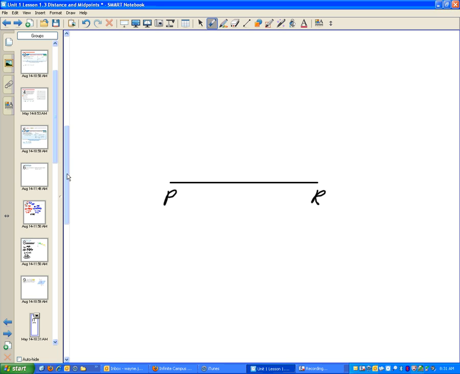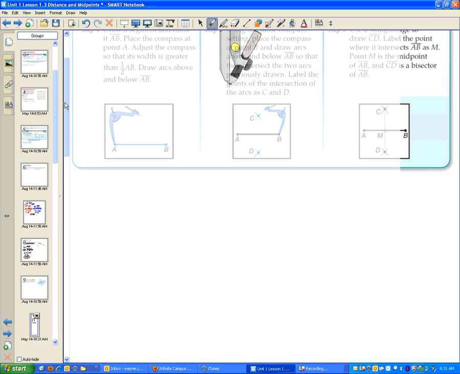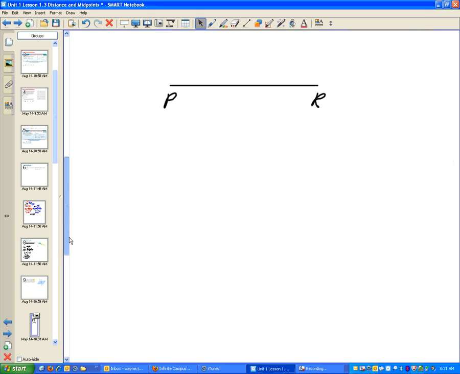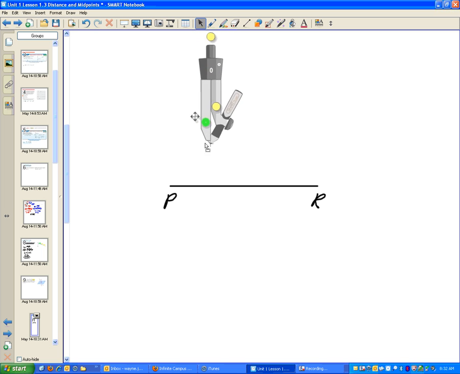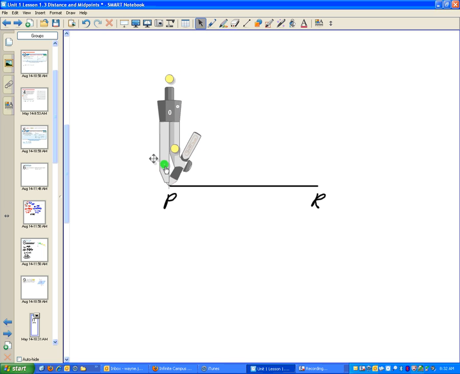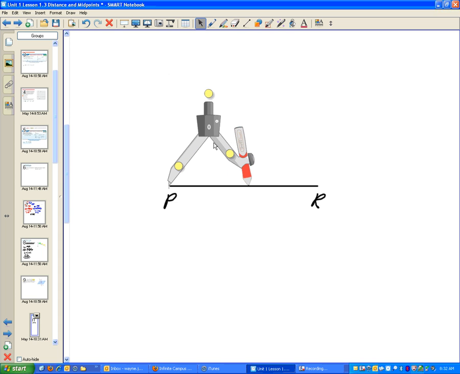Here's what we do. We take our compass, and remember, compasses are measuring instruments. They're not for making circles very often at all. They're measuring instruments. And we're going to put our point at P. And I'm going to stretch the compass out so that it's more than halfway. Doesn't have to be all the way to R, has to be more than halfway. All right, mine looks more than halfway, doesn't it? Make sure yours is more than halfway.